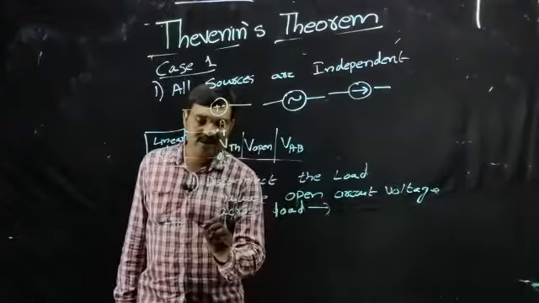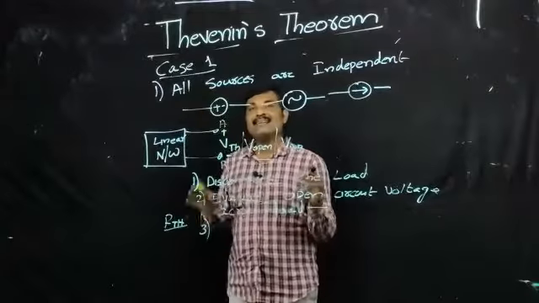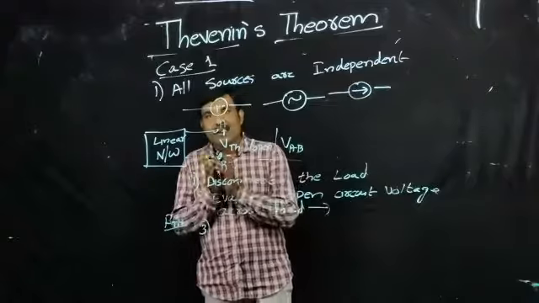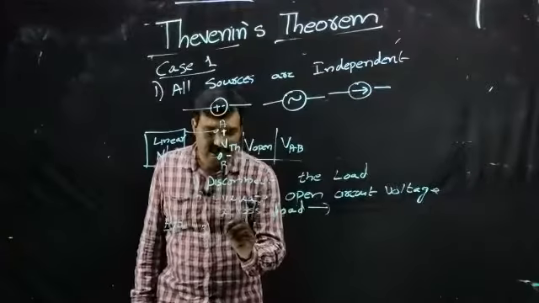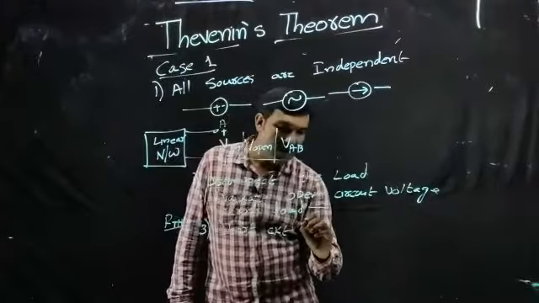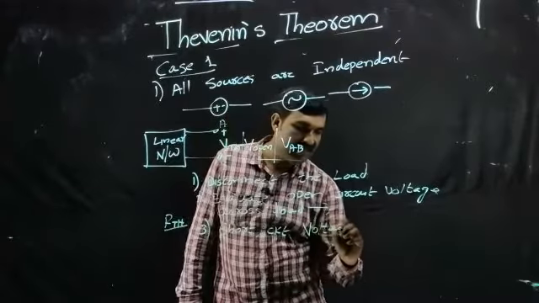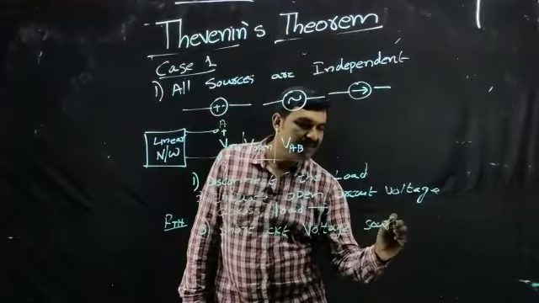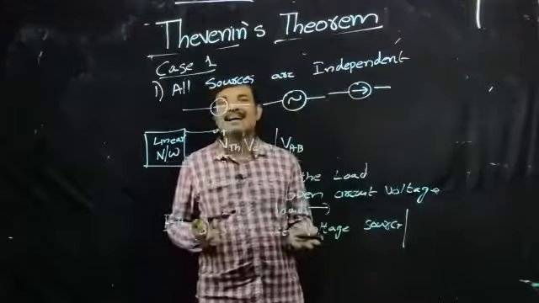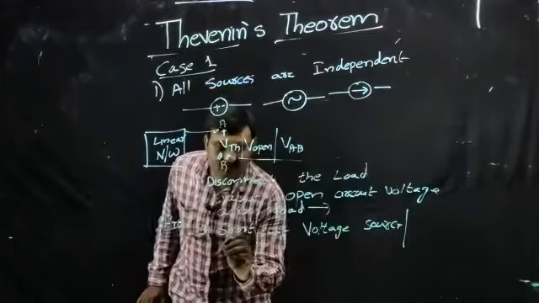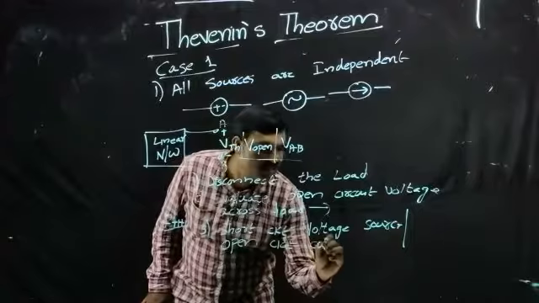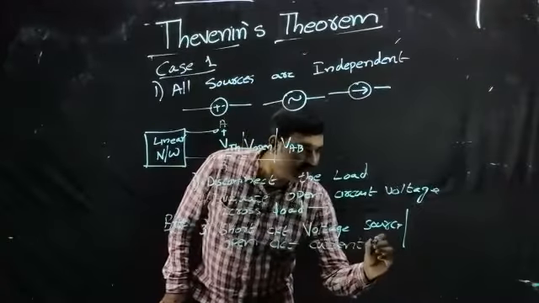For determining RTH, what we have to do is short circuit all the voltage sources and open circuit all independent current sources, right? So short circuit all voltage sources. This voltage source is an independent voltage source, and the circuit may also contain current sources. So we open circuit all current sources available in the network, right?